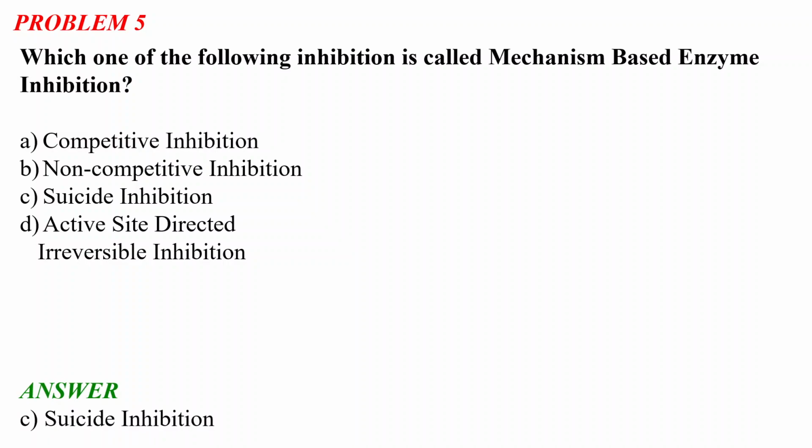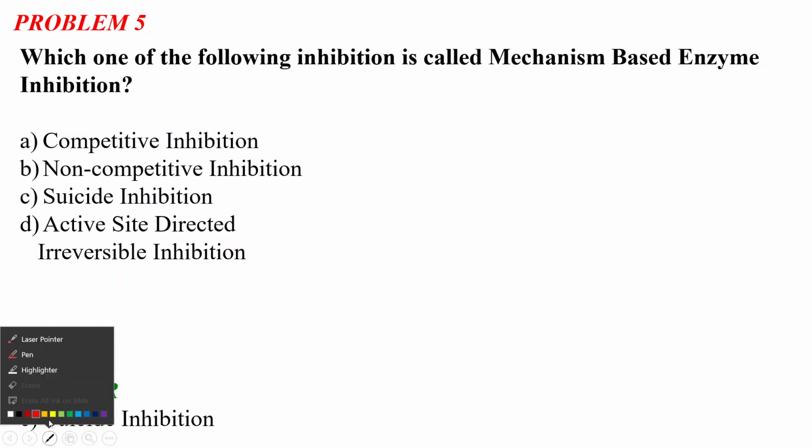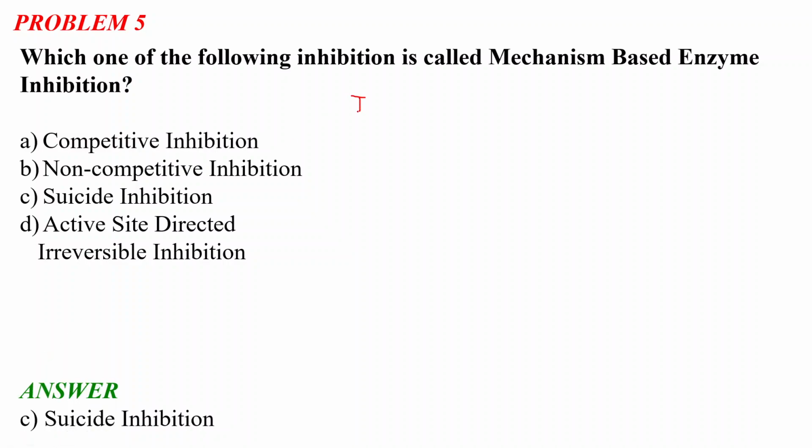Now, what is suicide inhibition? In this case, the inhibitor molecule is not strong enough to inhibit the enzyme completely. So, what does it do? The inhibitor molecule binds to the enzyme just like the natural substrate. A reaction takes place, and the inhibitor molecule is transformed into a very reactive molecule, which I am representing as I star, and it will kill the enzyme.